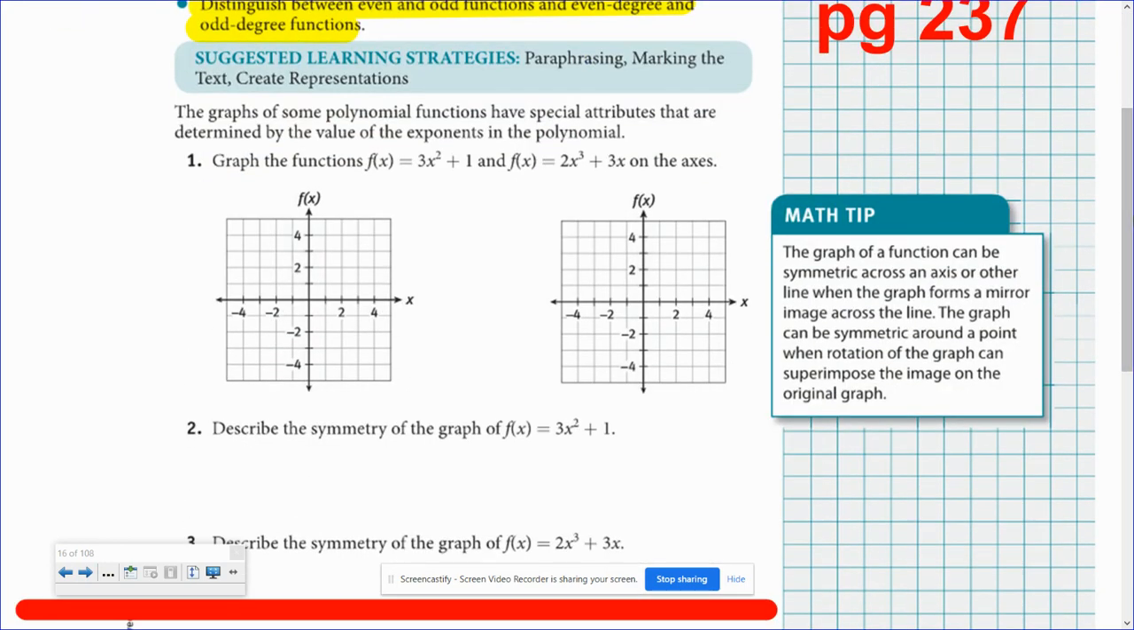So it says the graph of some polynomial functions have special attributes that are determined by the value of the exponents in the polynomial. So we're going to start by looking at these two graphs. So f of x is 3x squared plus 1, and f of x is 2x cubed plus 3x. Now you can just pop those in your calculator or on Desmos and just do a rough sketch of what you've got for those graphs. So go ahead and graph those two graphs here. And we're going to talk about how they look here in a second. So use either your calculator or Desmos, and then just do a rough sketch on your paper.